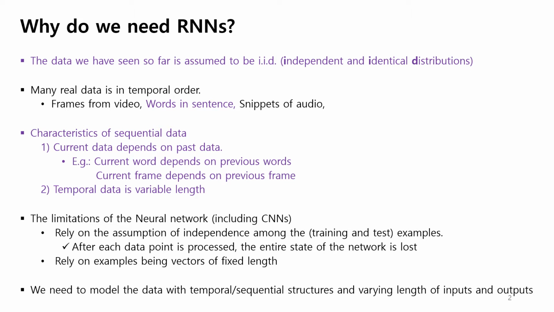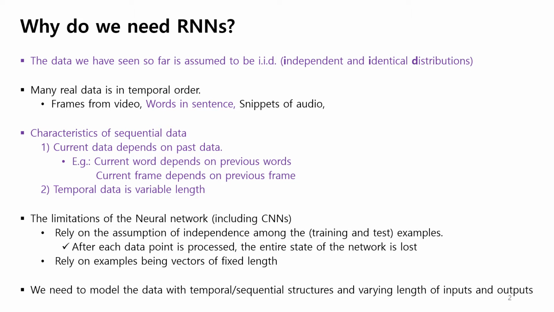But the data we used so far is assumed to be IID. So what is IID? IID means independent and identical distributions. So basically that means each data we use is independent to each other and they are from identical distributions. So that is the underlying assumption of data we use in machine learning algorithms. But there are some other data which don't actually satisfy those assumptions, and the sequential data is one of them.